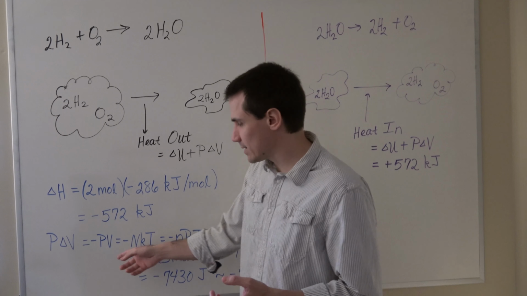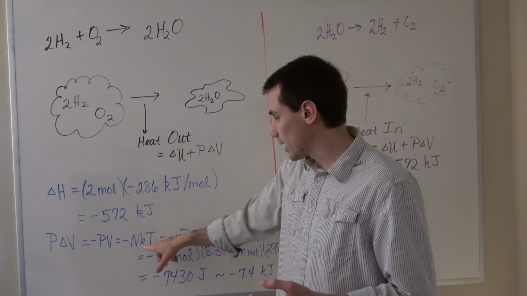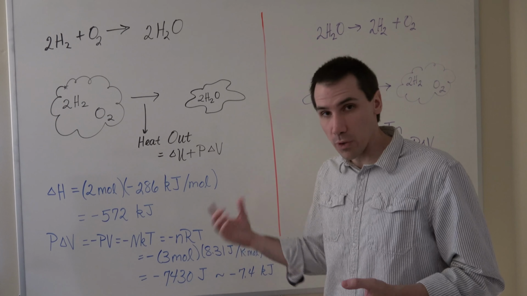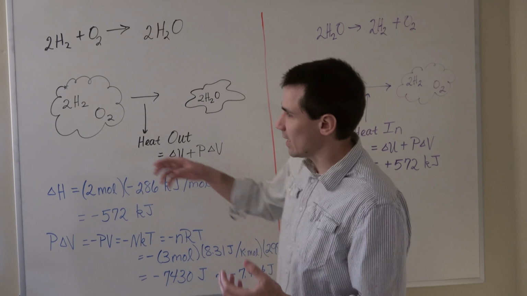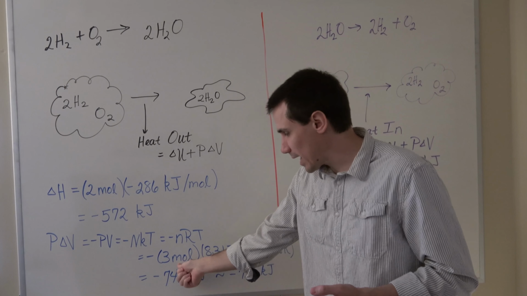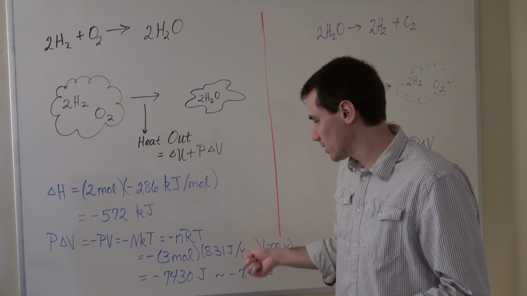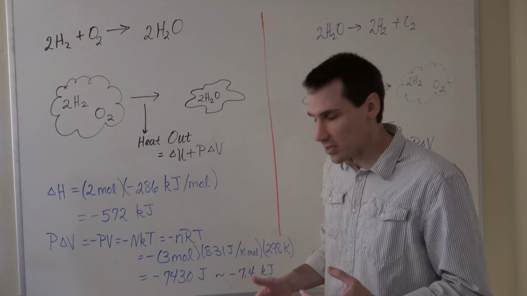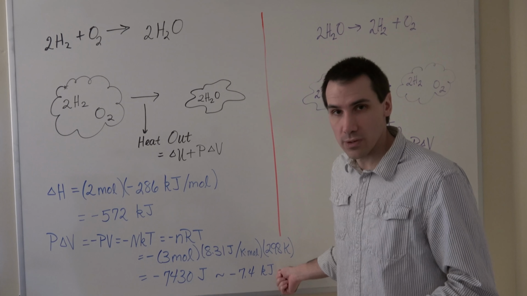So what I can do is I can say, well, I know I want negative PV, that's just NkT. I know all of the variables in here. It's actually even a little easier if I write it in terms of number of moles and RT, where little n is the number of moles, because I know that I have 2 moles of hydrogen and 1 mole of oxygen. So my n is 3 total moles of gas. R is my gas constant written in terms of moles. And then my temperature is room temperature. So when I put all of this together, I find that my P delta V is negative 7.4 kilojoules.